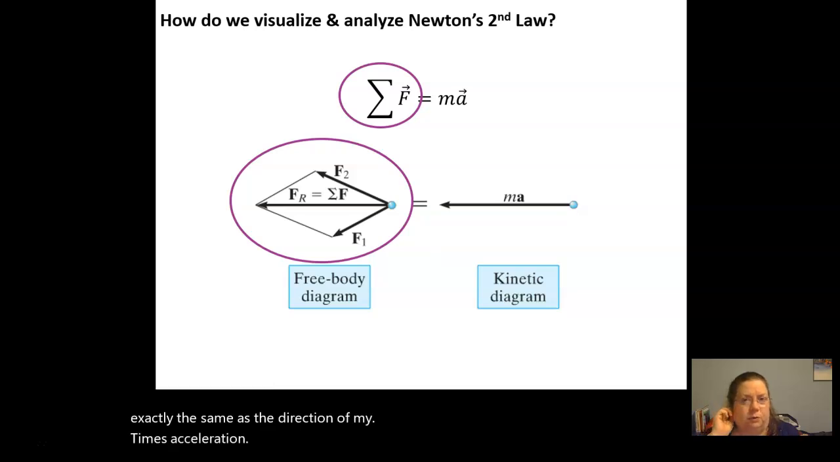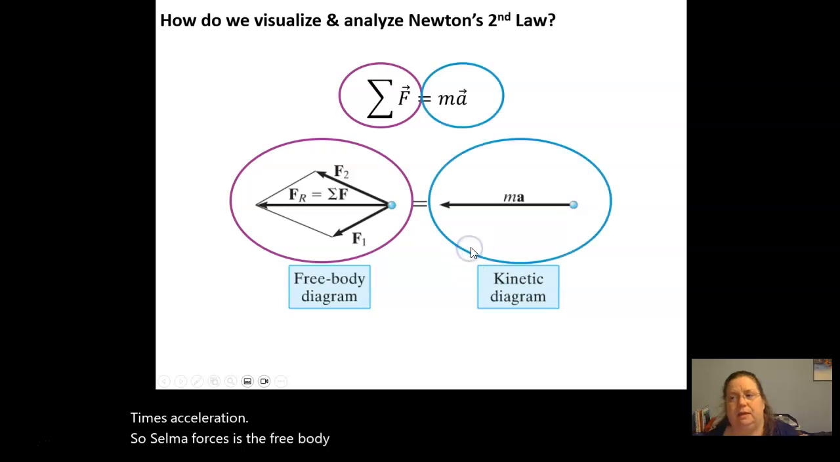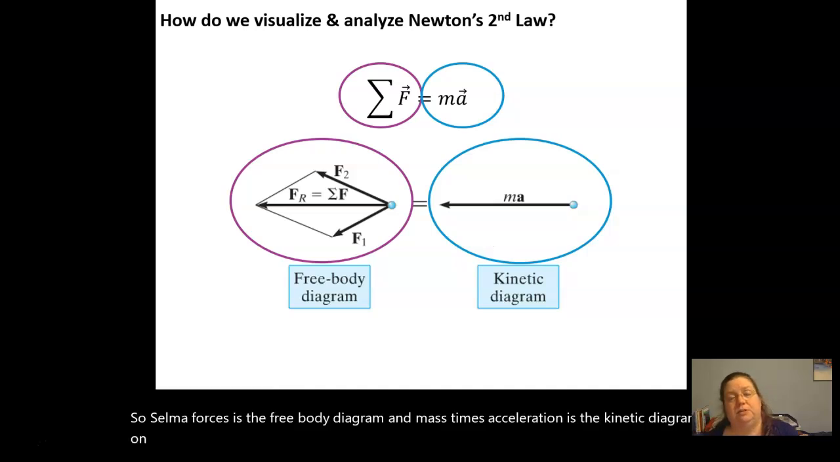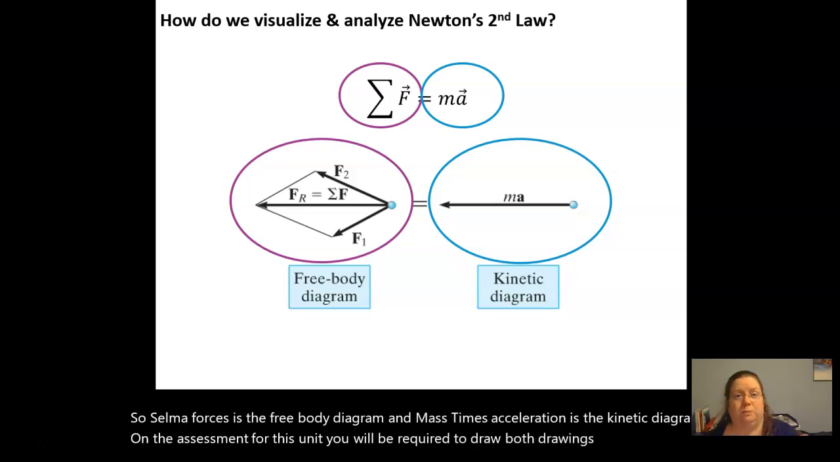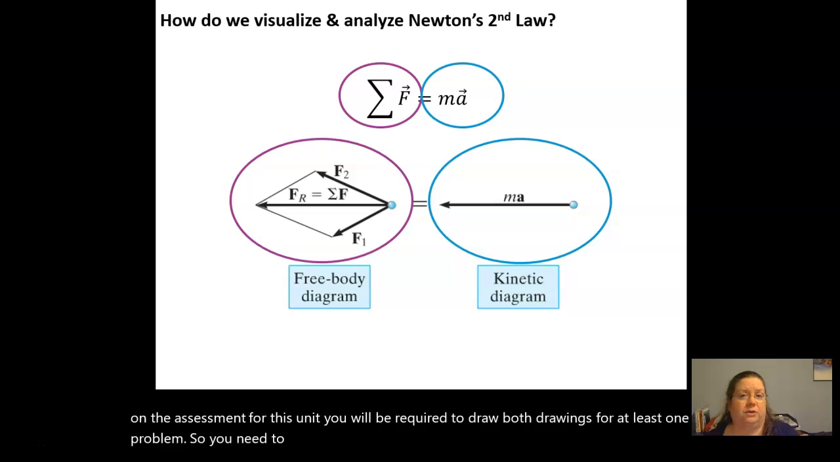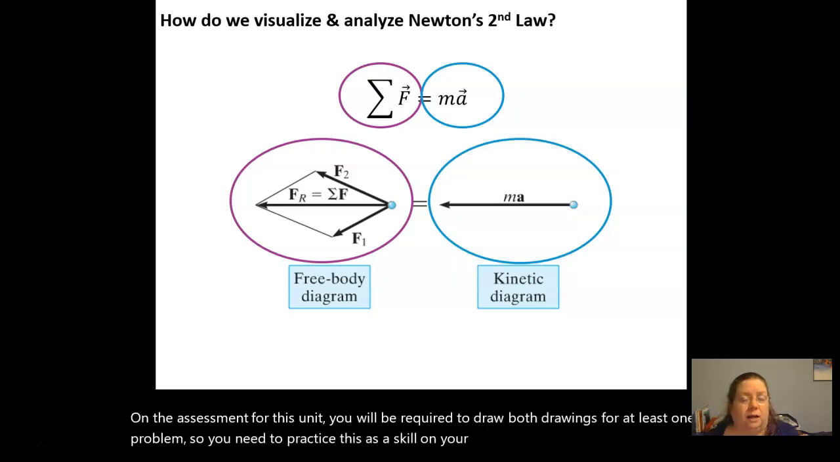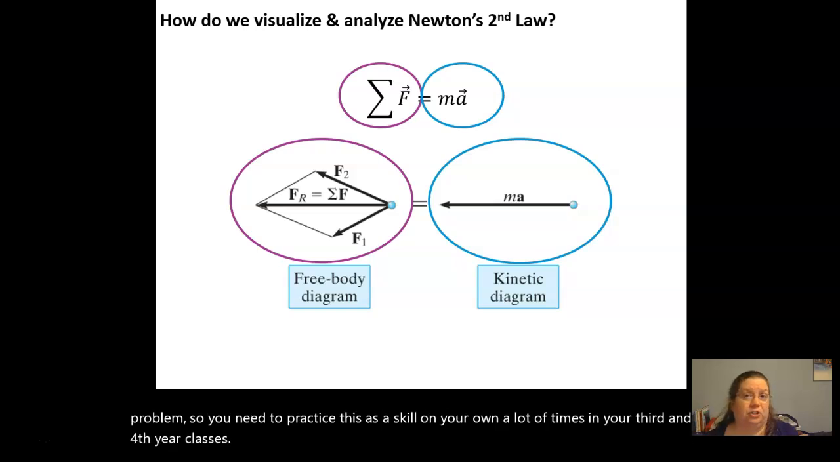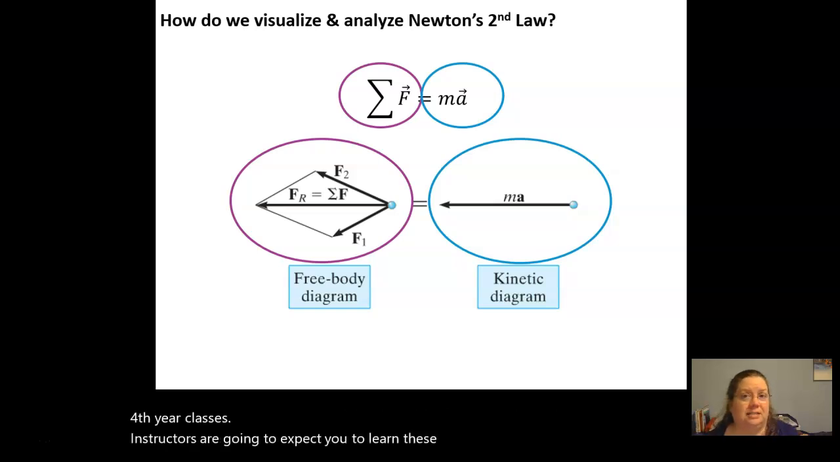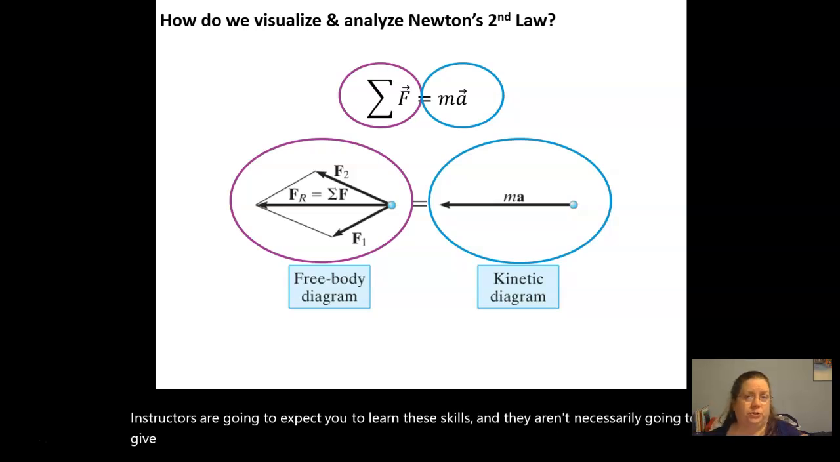So sum of forces is the free body diagram, and mass times acceleration is the kinetic diagram. On the assessment for this unit, you will be required to draw both drawings for at least one problem. So you need to practice this as a skill on your own. A lot of times in your third and fourth year classes, instructors are going to expect you to learn these skills, and they aren't necessarily going to give you practice work to do so.